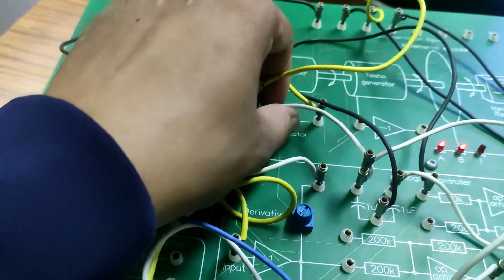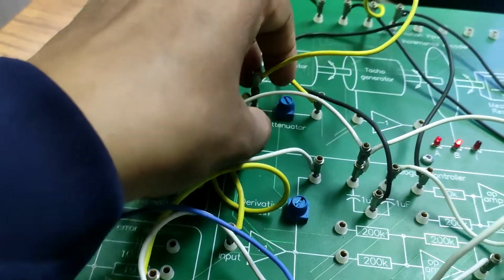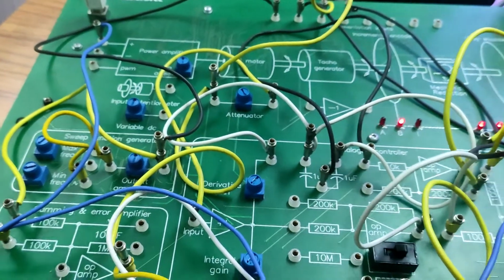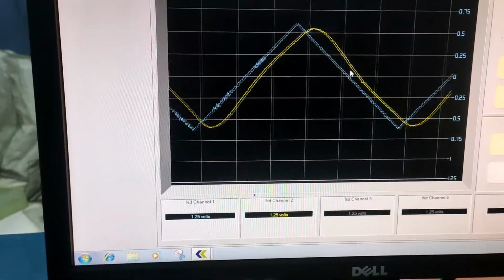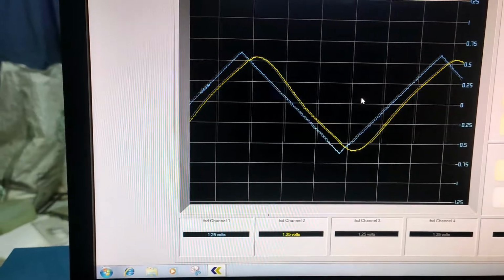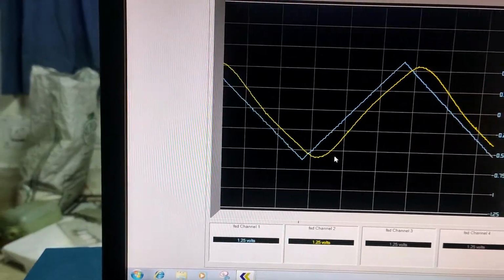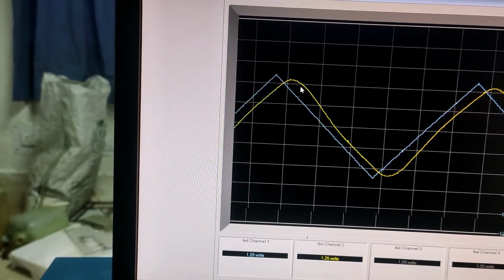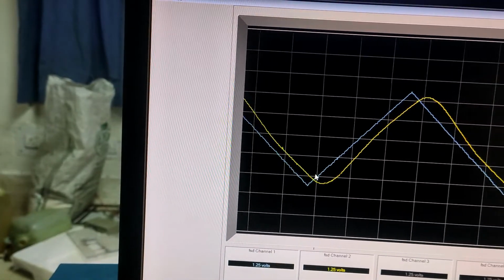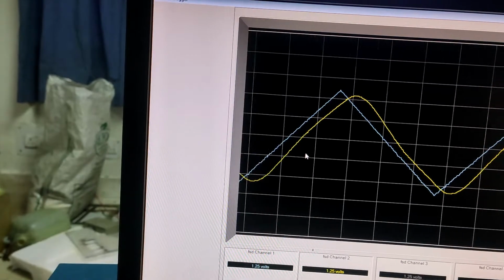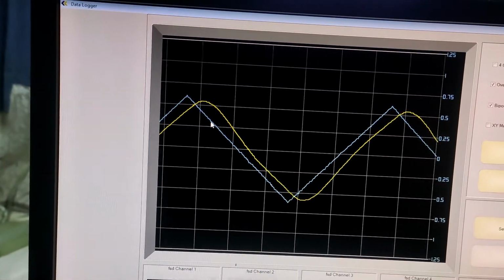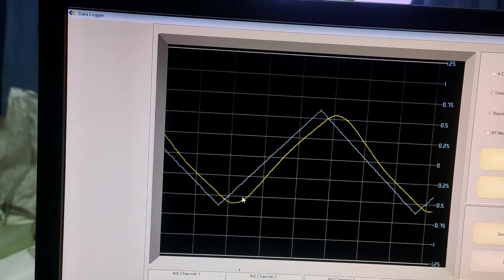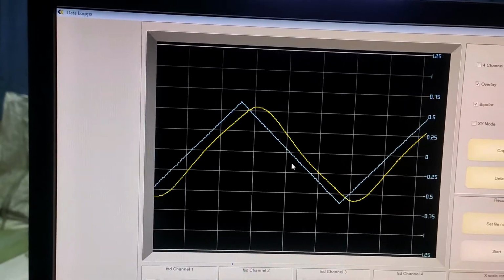If you increase the gain of P controller fully, then see this error is reduced more, but here some overshoot will be there, this part. Okay, so it will take some time. After that, change of phase, change of voltage, so the curve is coming like this.